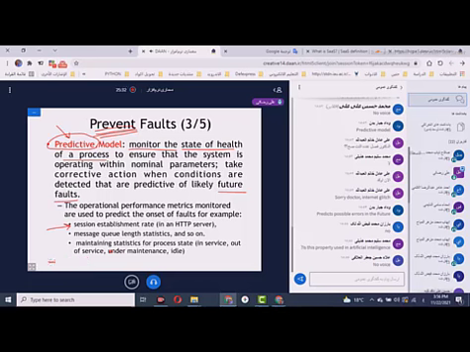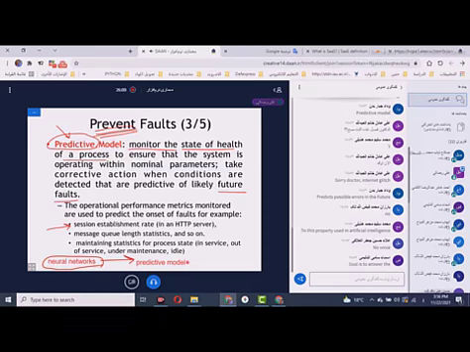Neural networks, to create some, or different tools: regression, linear regression, or even logistic regression. We may use different tools to create this predictive model, to predict that something bad is going to happen in the future.